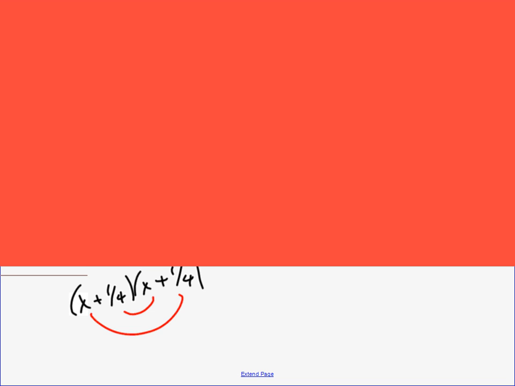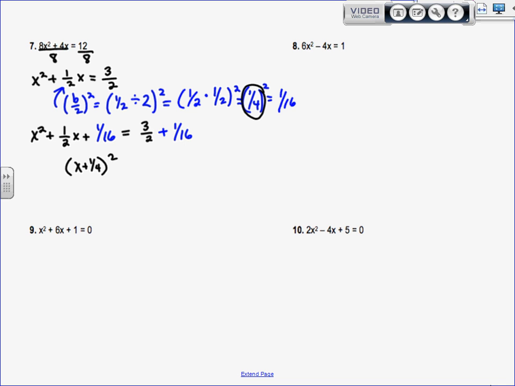All right, so then I get equals 3 over 2 plus 1 over 16, so I need to get common denominators. So I'm going to have 24 over 16 when I multiply by 8 over 8, and 1 over 16. So I end up getting 25 over 16.